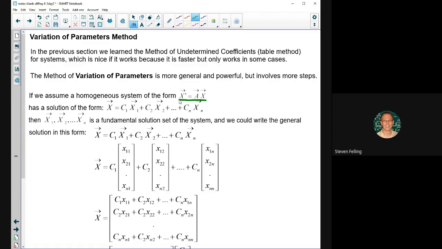And if that's true, we could write the general solution in this form, right? That's what we've been doing. We've been doing c1 times the first solution plus c2 times the second solution, and so on, for a new constant for each solution. Mostly we do systems of two, but we could have done a couple with three. This is extendable to any number.